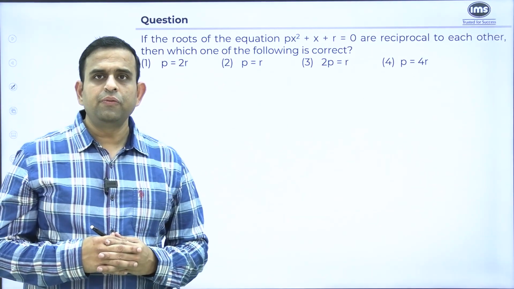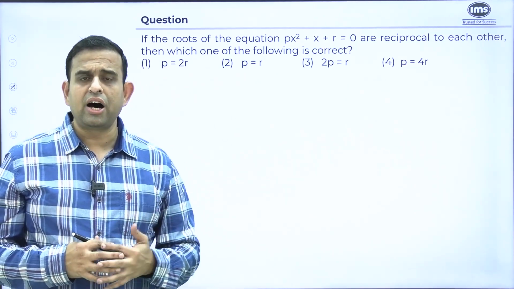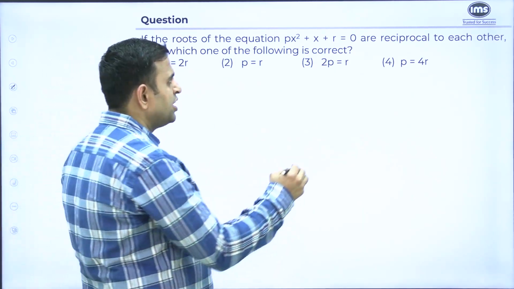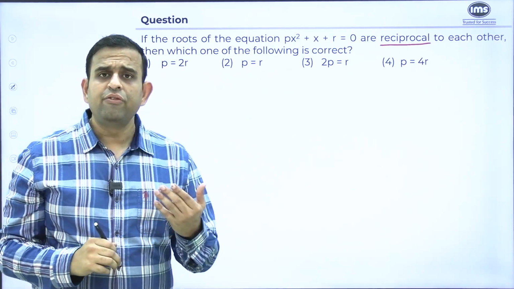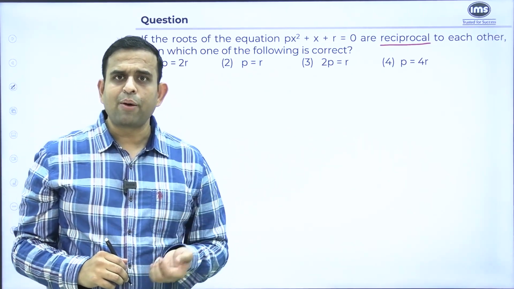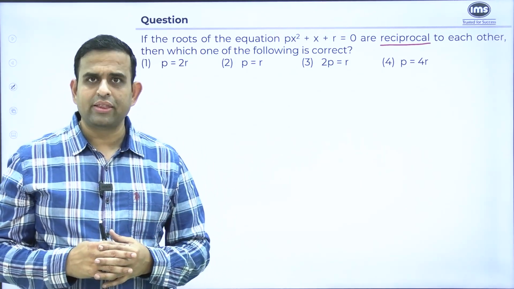In the next question, we are given that the roots of the equation px square plus x plus r equals 0 are reciprocal to each other. Now this part is very important: reciprocal of each other. What does this mean? If one root happens to be 2, the other will be 1 by 2. If one root happens to be 3, the other will be 1 by 3, and so on like this.